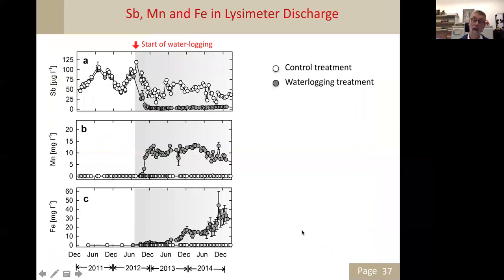In the effluent, all this local heterogeneity evens out, so we have much less difference between the two treatments when we compare the effluent in the discharge, so the concentrations of antimony, manganese, and iron in the discharge. And here we see that we have nicely the same until the waterlogging started, and then the antimony total concentration decreased, as we did expect from our microcosm column experiments.